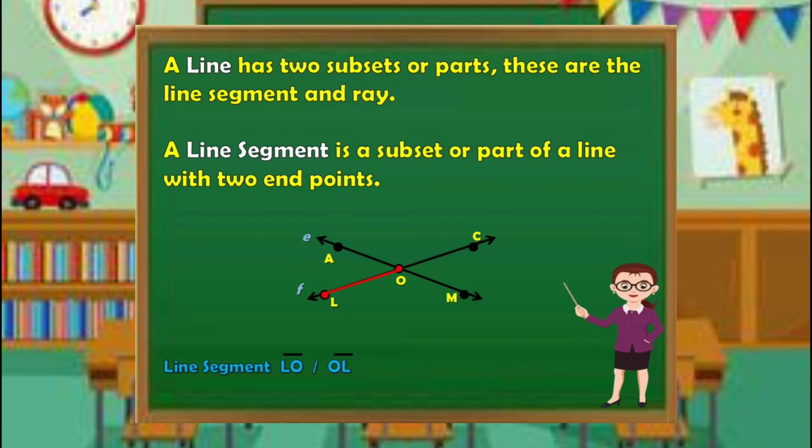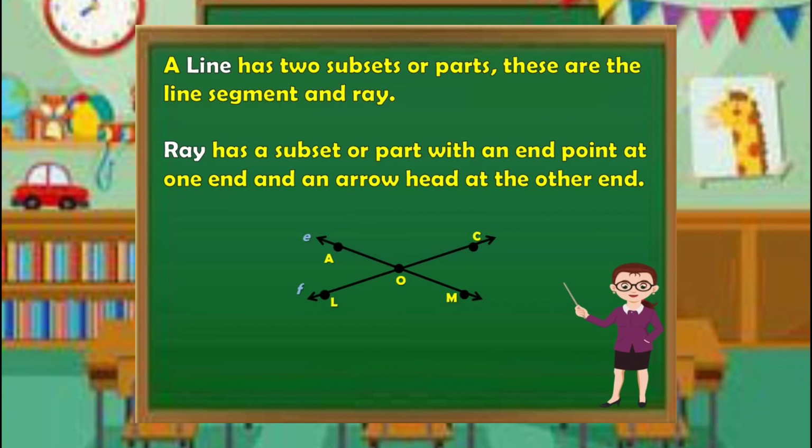Another example is connecting point O and point M: line segment OM or line segment MO. Make sure there is a line segment symbol above its name. As in the examples, let's remember that a line segment has endpoints at both ends. Now, let's study the ray.